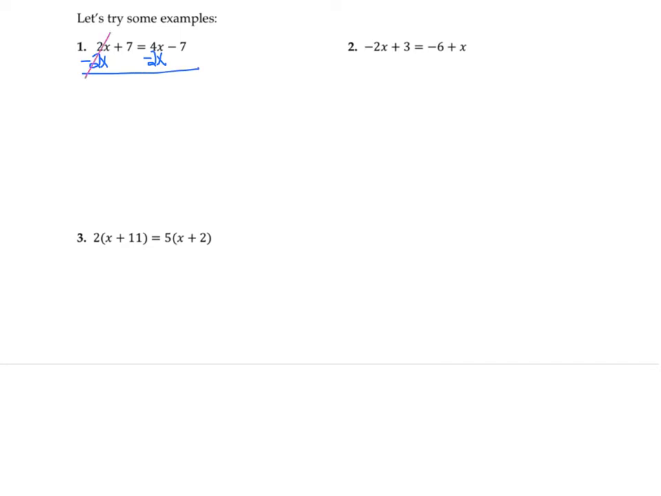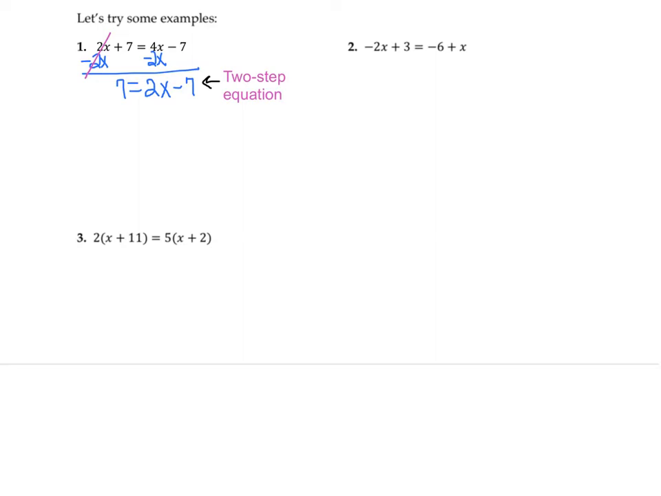Your 2x's are going to cancel, and you're going to bring down your 7, your equal sign, and then 4x minus 2x gives us 2x, and then bring down minus 7. So now you have 7 equals 2x minus 7. What kind of equation do we have? We have a two-step equation.